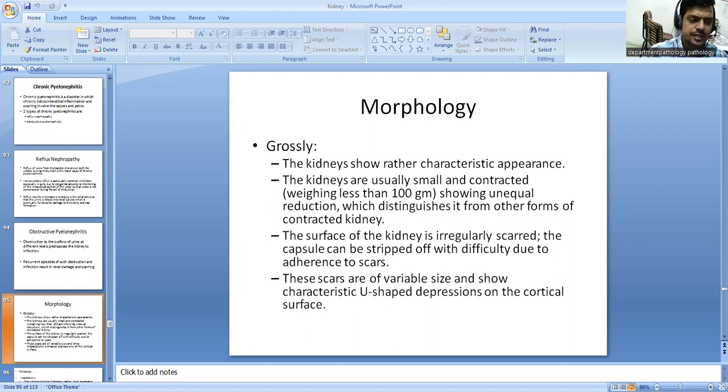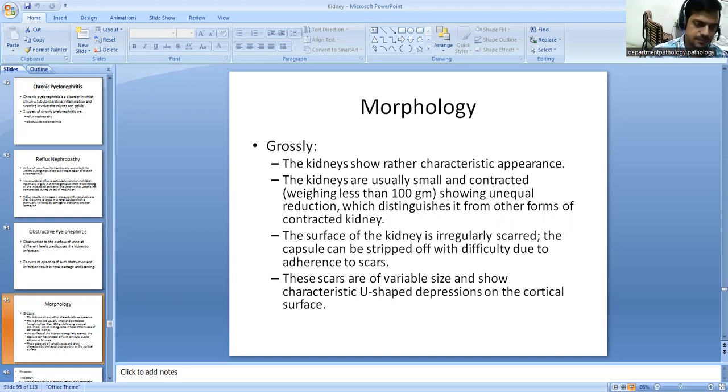Microscopically, in the interstitium, there is chronic interstitial inflammatory reaction, chiefly composed of lymphocytes, plasma cells, and macrophages with pronounced interstitial fibrosis. Tubules. The tubules show varying degree of atrophy and dilatation. Dilated tubules may contain eosinophilic colloid casts, producing thyroidization of tubules. A few tubules may contain neutrophils.